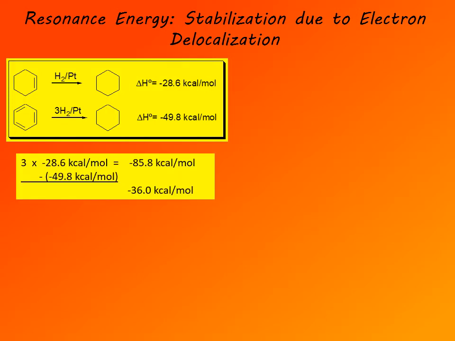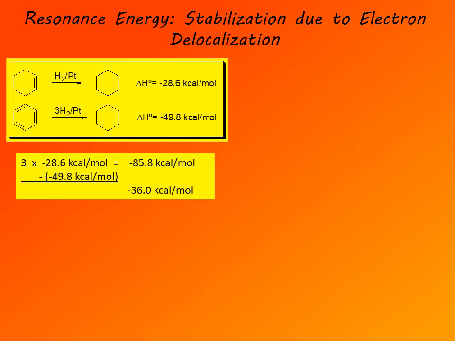Here is the calculation. So if pi electrons in benzene were not delocalized, then there would have been 3 individual localized double bonds. And each double bond would release amount of energy that we have determined by hydrogenating cyclohexene. So 3 times 28.6 kilocalories per mole, or total of 85.8. But molecule of benzene releases only 49.8. Difference is 36 kilocalories per mole. This is by how much benzene is stabilized due to electron delocalization.